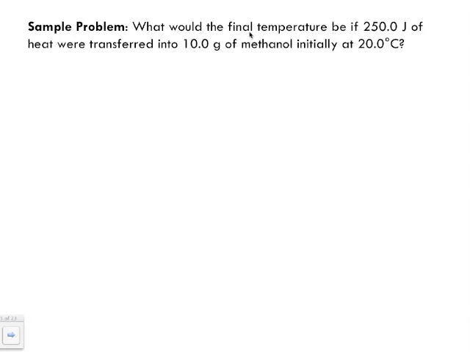So let's identify what some of our givens are. The question says, what would the final temperature be? So we know that TF is something we're going to need to find. This is going to be our unknown, right? 250.0 joules is our Q, the amount of heat transferred to 10.0 grams, which is going to be our M value, of methanol.